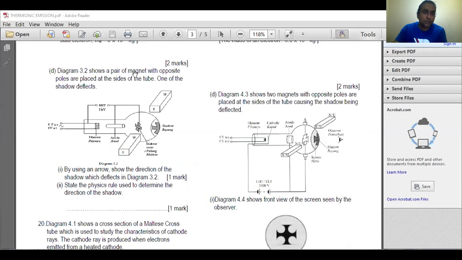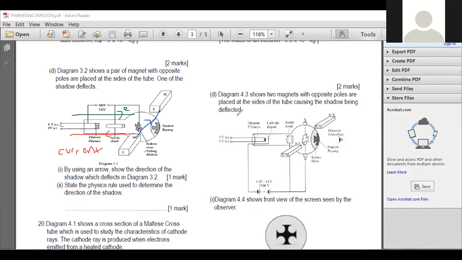Now, diagram 3.2 shows a pair of magnets with opposite poles placed at the side of the tube. So one of the shadows deflects. So by using an arrow, show the direction of the shadow which deflects. Okay, so show the direction. So you see, the electron is moving from left to right. But your current is supposed to be in the opposite direction. So this will be your current. And then you have your north and south. So this is your north and south. So you have to use your Fleming left hand rule.